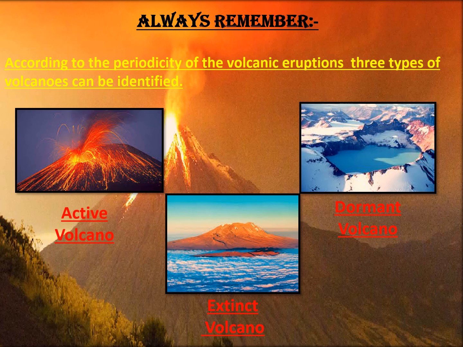When a volcano has not erupted since long but becomes active suddenly, it is called a dormant volcano. For example, Mount Katmai in Alaska, Barren Island in India. Those volcanoes which have not erupted in the past since long and are not likely to erupt in the future are called extinct volcanoes. For example, Mount Kilimanjaro in Tanzania.